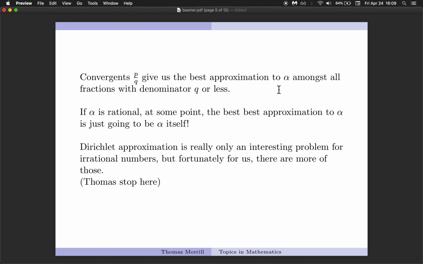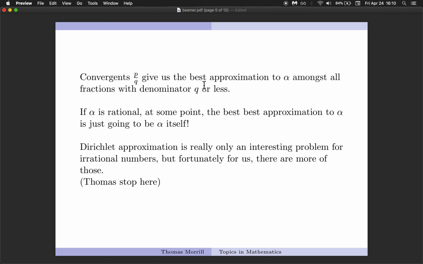That means that 22/7 is the best approximation to pi amongst any fraction whose denominator is 1 or 2 or 3 or 4 or 5 or 6 or 7. If you want a better approximation to pi than 22/7, your denominator needs to be greater than 7. And that is a property that all convergents have. If you want a better approximation than the convergent p over q, your denominator has to be greater than q.